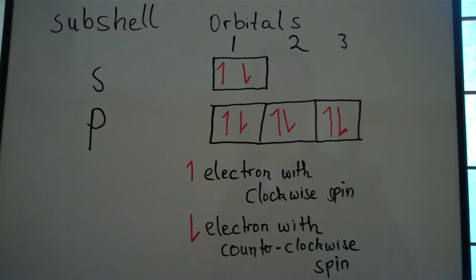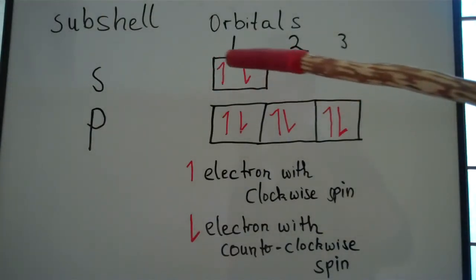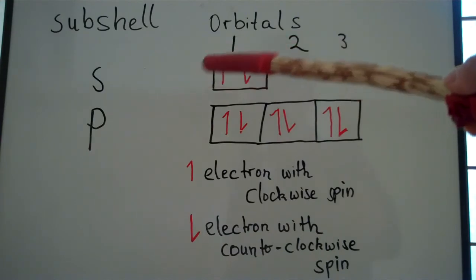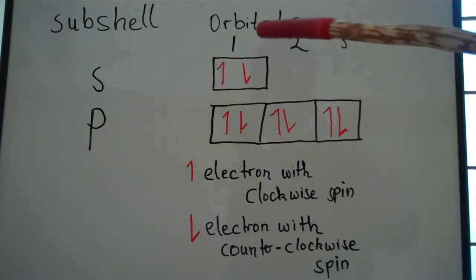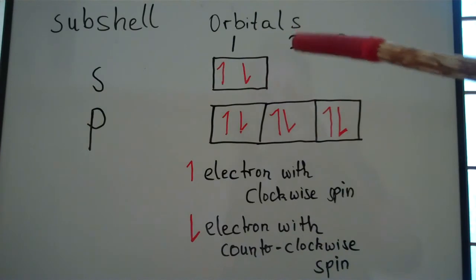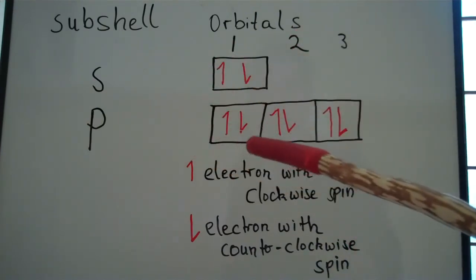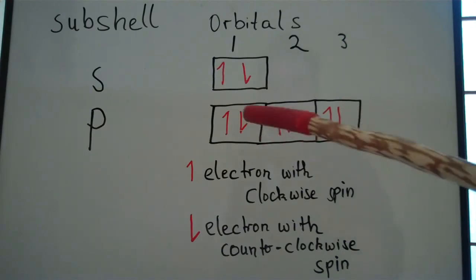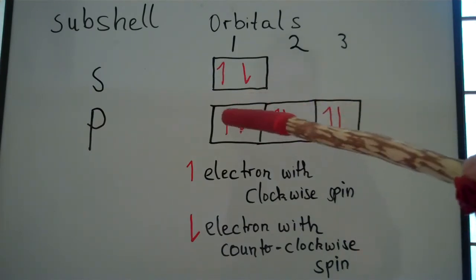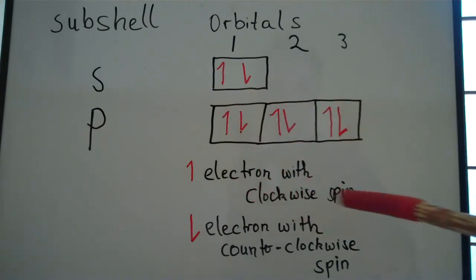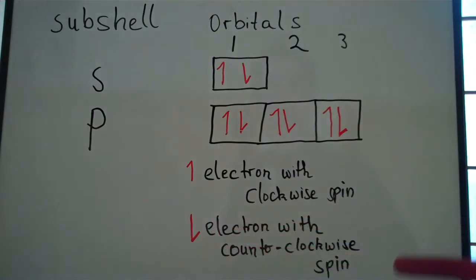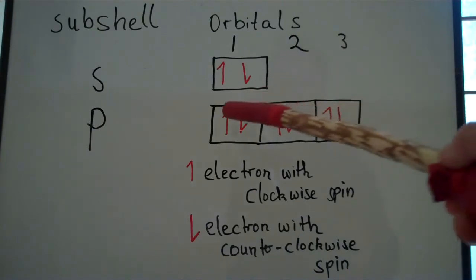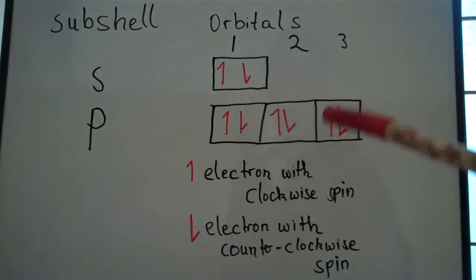Here you see the subshell S with its 1 orbital, 1 electron with a clockwise spin and the other electron with a counterclockwise spin. And for subshell P, you see the 3 orbitals, each pairing one electron with a clockwise spin and the other with a counterclockwise spin, for a total of 6 electrons. 1, 2, 3, 4, 5, 6.